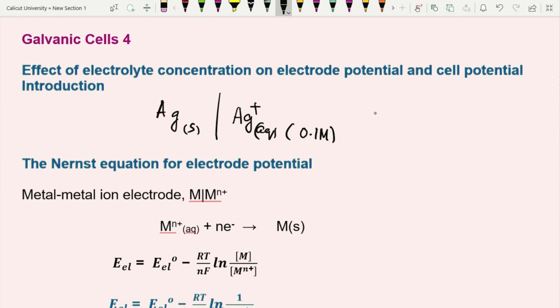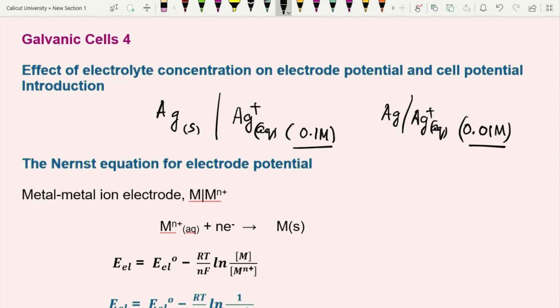Now, this electrode will give you a particular potential, because the concentration of silver ions I have taken as only 0.1 molar. Now, I am going to take another silver electrode itself with silver ions. Here the concentration is not 0.1, but I am going to take it as 0.01 molar. Here we have two electrolyte concentrations, 0.1 and 0.01 molar.